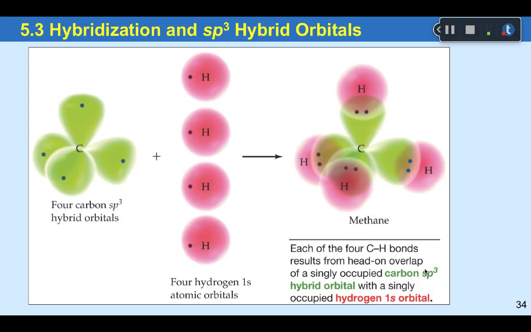So when you put that all together for the methane molecule, the 4 sp3 hybrid orbitals on carbon, shown at the left, can combine with the 4 hydrogens with their single 1s atomic orbitals, and then you make bonds between the carbons and the hydrogens, resulting from head-on overlap of the singly occupied hybrid orbitals that we describe as sp3, and that makes 4 single bonds with tetrahedral geometry.